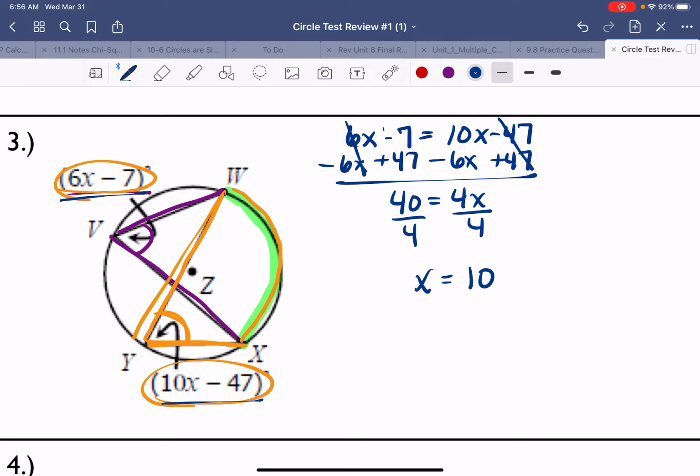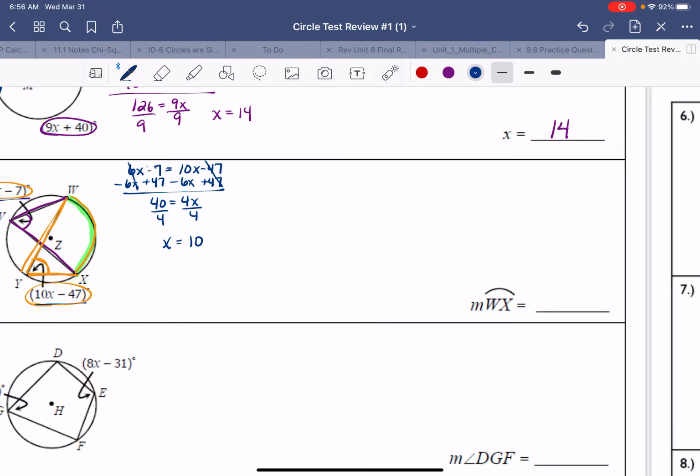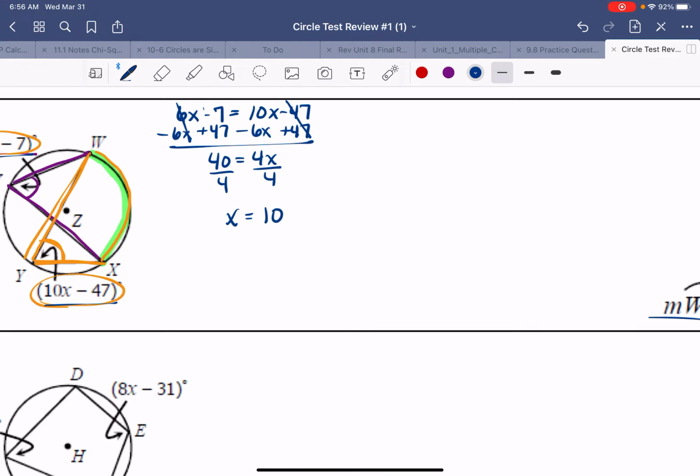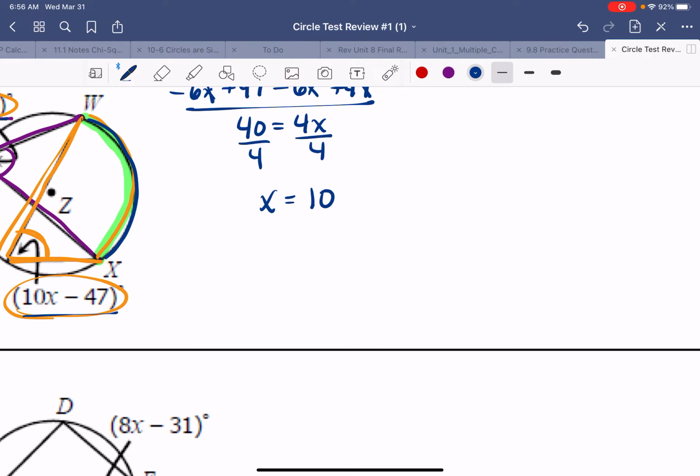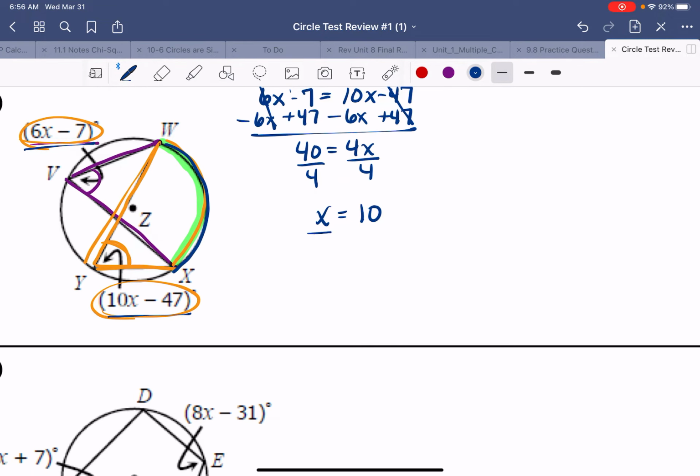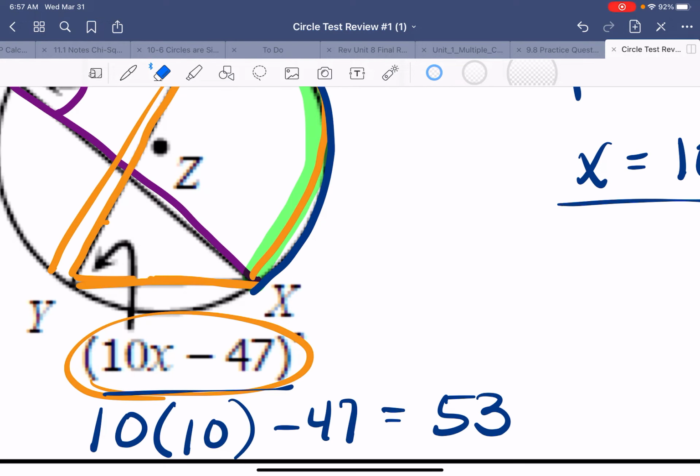All right. Was that what they were asking for? No, they were asking for arc WX. So they actually wanted you to find what this arc was. Well, I don't know what that arc is, but now that I know what x is, I can plug that into one of these angles. So maybe this angle is 10 times, now I know x is 10, minus 47. So that's 53. So now I know that this is 53 right there.